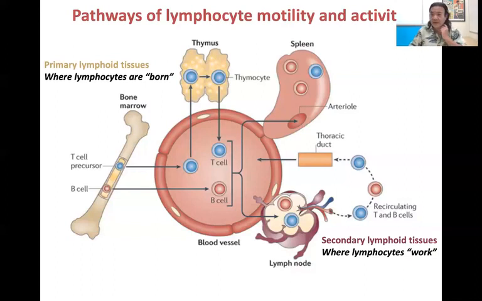So this is a nice reminder. I always want to encourage you to think about how B cells and T cells are distributed in your body, because that's really important in understanding how they do their job. So again, we said that both B cells and T cells are born in primary lymphoid tissues, such as red bone marrow. Right? So these are where they're really originally born.